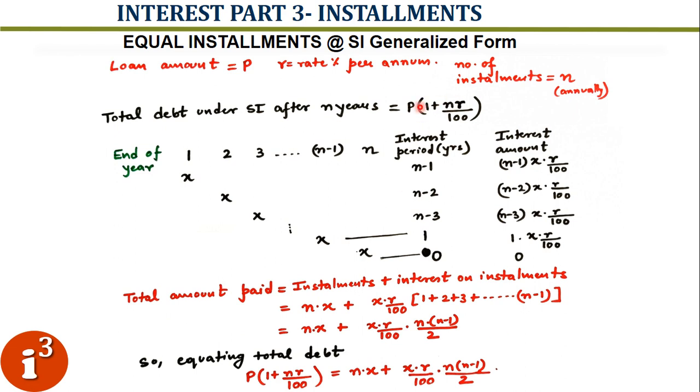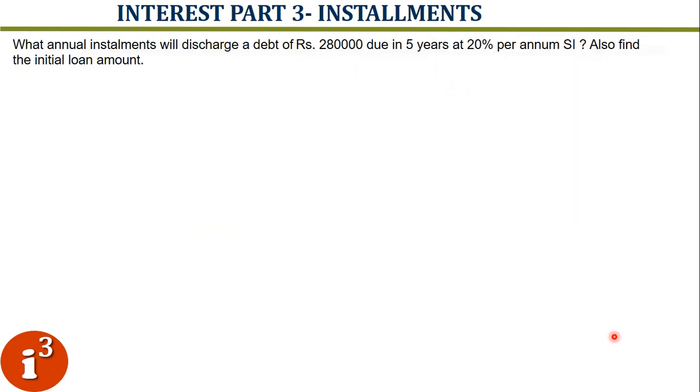This thing we have calculated in terms of simple interest. So this is installment under SI. If the same things we had calculated under compound interest, the value and this concept would have been on installments under CI. Okay, so let's solve one more problem on this installment under SI.